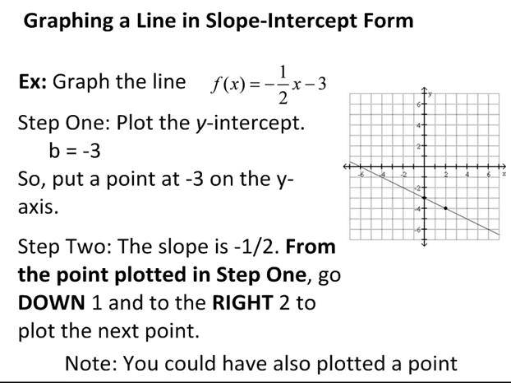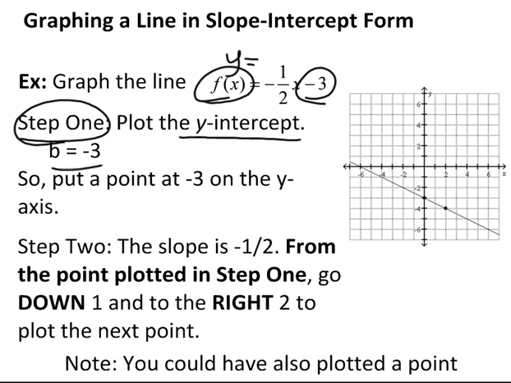All right, let's suppose we want to graph a line and the equation is in slope-intercept form. I do want to remind you this notation means y. So this is the same thing as y equals negative 1/2 x minus 3. So first thing you have to do, step 1, is plot the y-intercept, knowing that b is negative 3. Knowing that b is negative 3 means I have to put a point on the y-axis at negative 3. So that's that point right there.